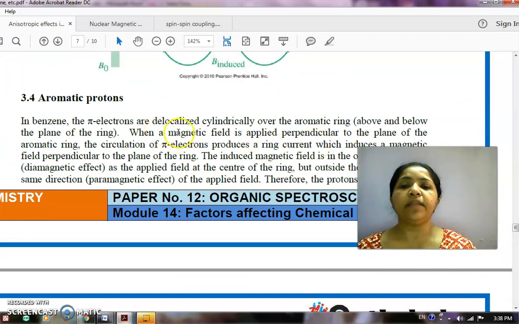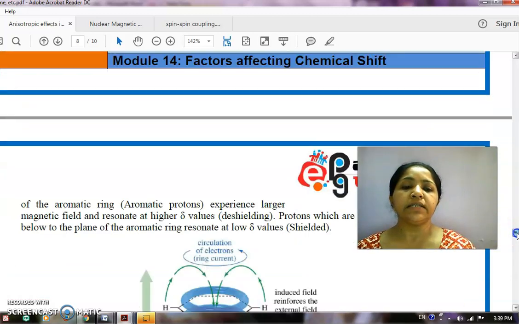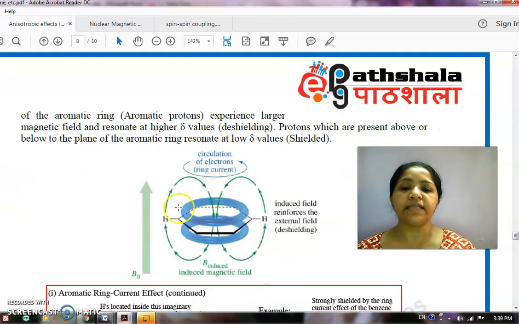See, when the magnetic field is applied perpendicular to the plane, the circulation of the pi electrons produces a ring current, which induces a magnetic field perpendicular to the plane of the ring. Okay, so this is important. It is shown here that it is exactly perpendicular, and we have two different environments.